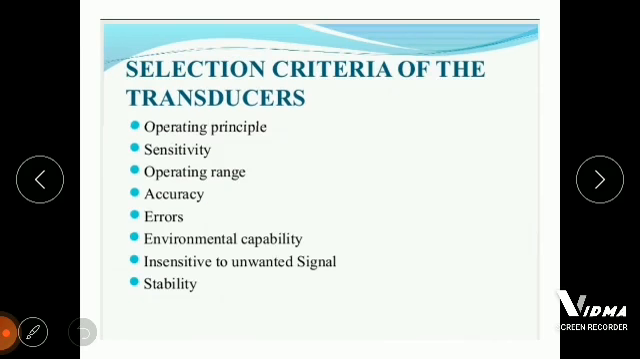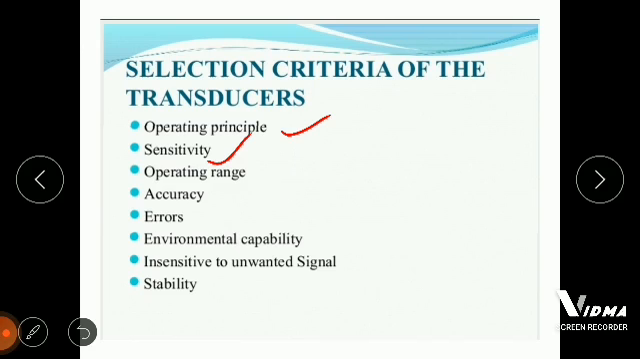Selection criteria of a transducer. These are the main points which we must consider during the selection of a transducer. First is the operating principle. The operating principle must be very simple to understand, to implement, or to design a transducer. Then second is sensitivity. The sensitivity of a transducer towards the environment, towards parameter change, should be less.